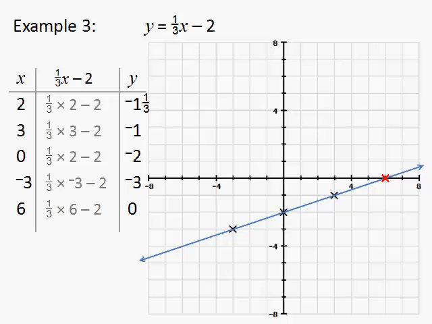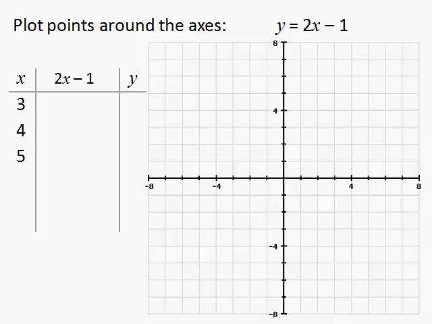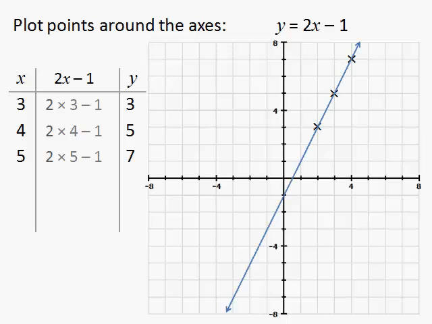What can go wrong? Well, you should plot points that spread around the axes, and this is why. We'll take 2x minus 1. If we take our points 3, 4 and 5, then we do our little calculations, and that yields these 3 points here. We can connect them up with a line. But unfortunately, when you're doing it on a page, it's a bit easy to get a bit of a wobble going on. We might miss low, we might miss high. Very hard to tell when your points are clumped together like that.